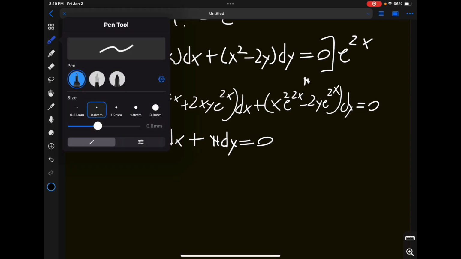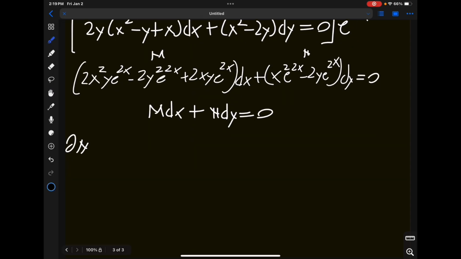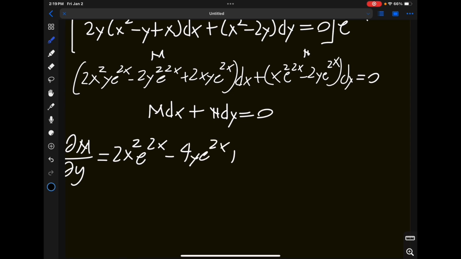Now we get the partial derivative of M with respect to y. Since this is with respect to y, we eliminate y and treat the x terms as constant, so this will be 4y e to the 2x plus 2x e to the 2x.